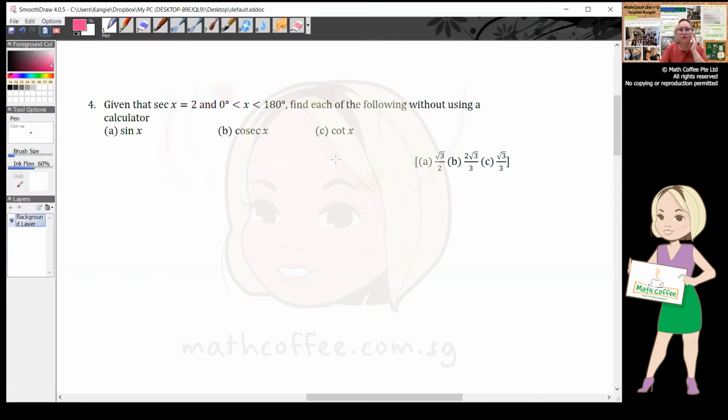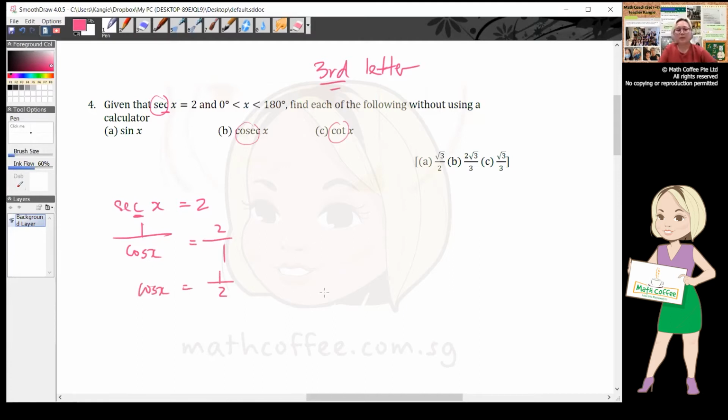Actually, this one is not that tough. The only difference is you need to know secant, cosecant, cotangent, what are they? I always remember by the third letter. Secant x equals 2. Third letter is C, and C is cosine. So it will be 1 over cosine x equals 2 over 1, right? So that means cosine x equals the reciprocal, so it becomes half.